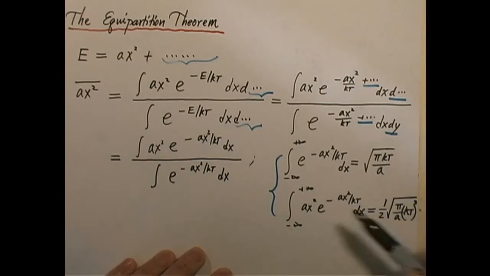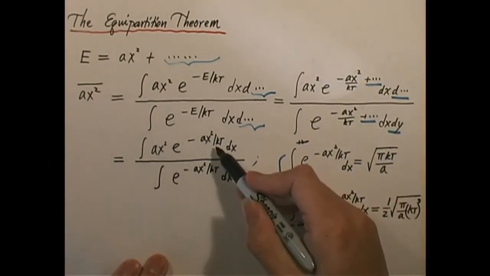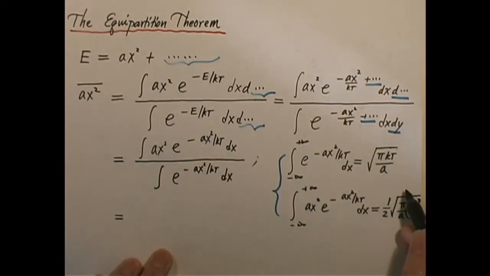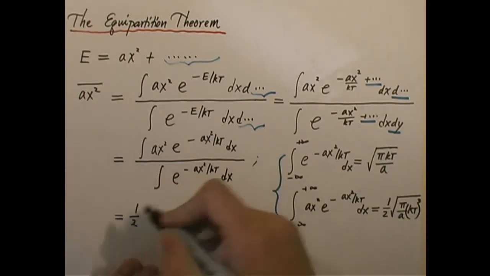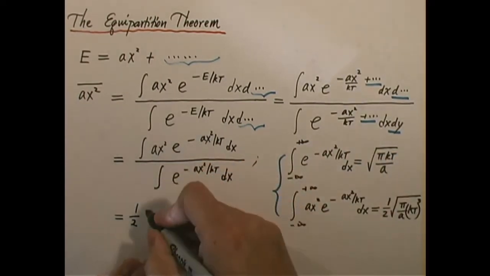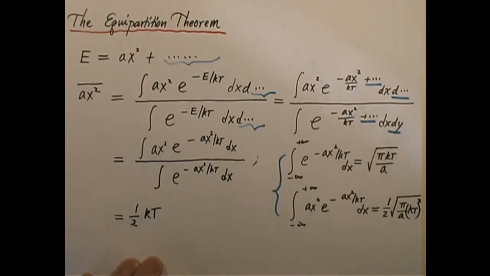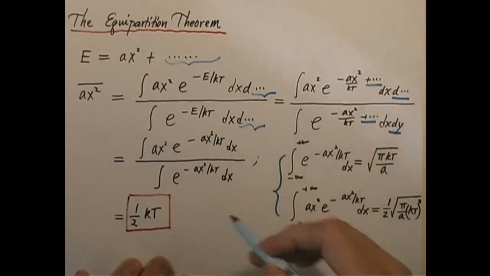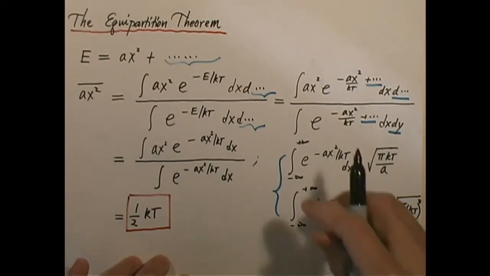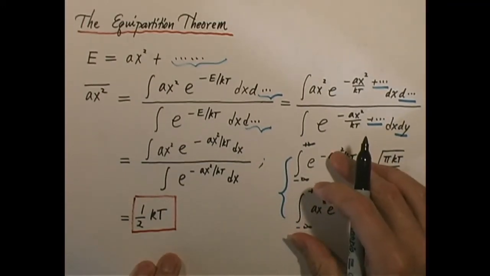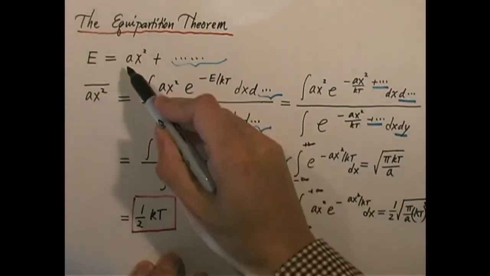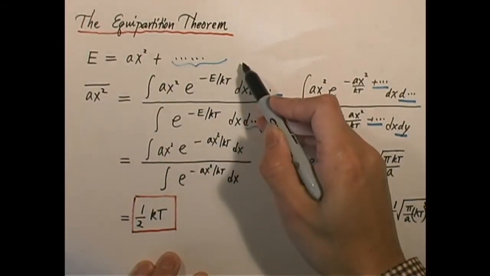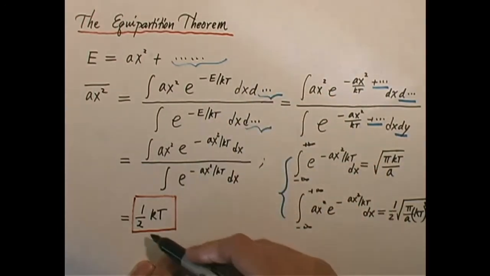So when you plug these into the numerator and denominator, you find that everything else cancels: pi cancels, a cancels, except there's an extra 1/2 here, and there's an extra power of kT compared with that. So here is the surprisingly elegant and simple result. The average value of this independent quadratic term in the energy expression is equal to 1/2 kT. This is the result of the so-called Equipartition Theorem. So what that tells us is that every independent quadratic term in the expression for particle energy has the same exact average value of 1/2 kT.